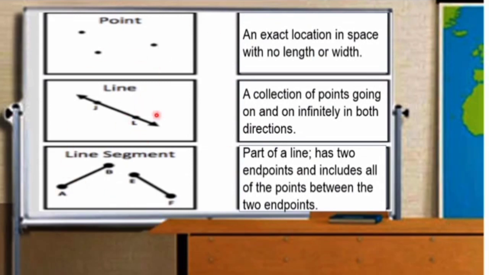We have point, line, and line segment. First, it is an exact location in space with no length or width. Correct, it is point. Next, it is a collection of points going on and on infinitely in both directions. Correct, it is line. And the last one, it is a part of a line, has two endpoints and includes all of the points between the two endpoints. Of course, it is line segment.